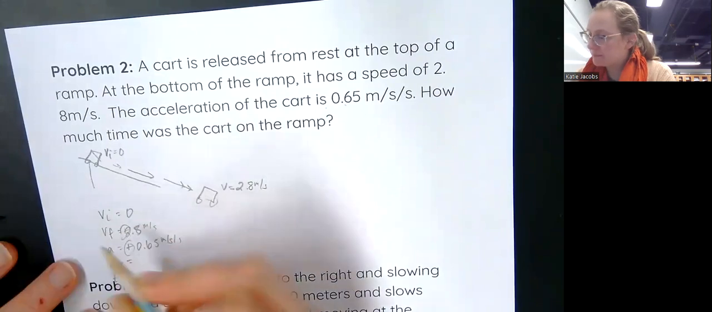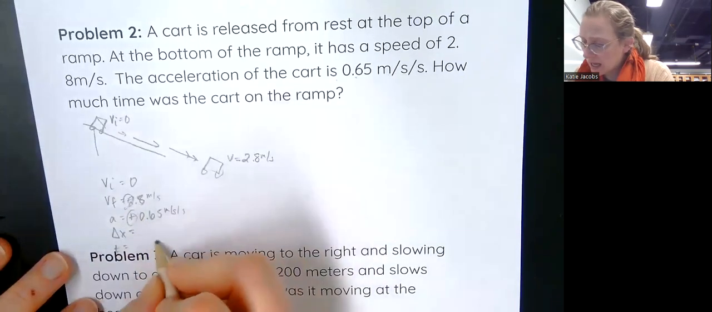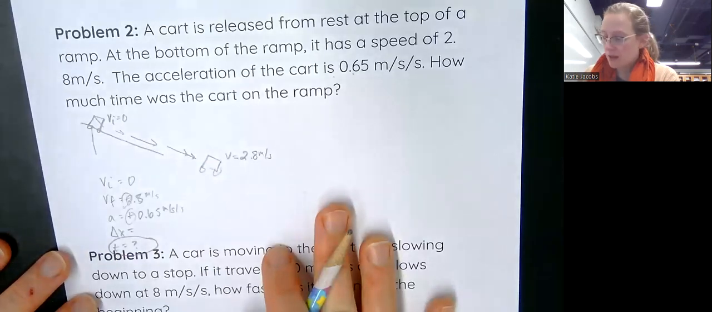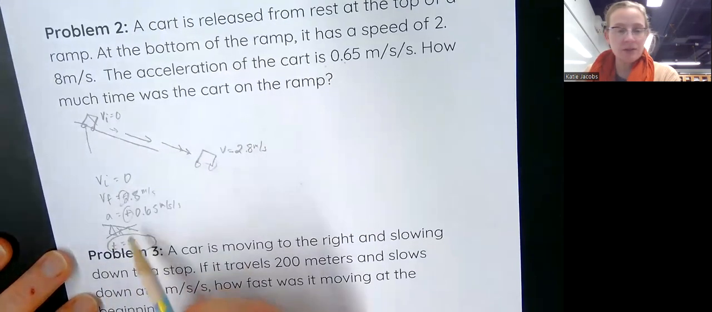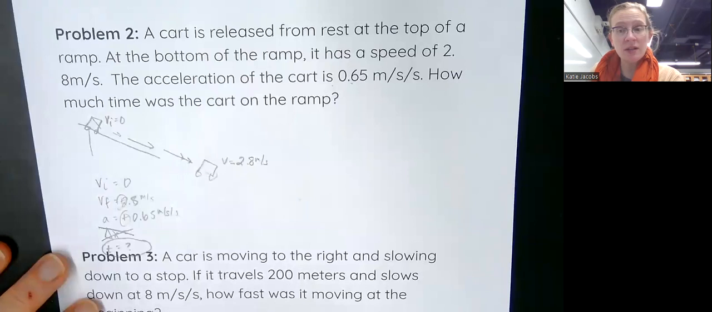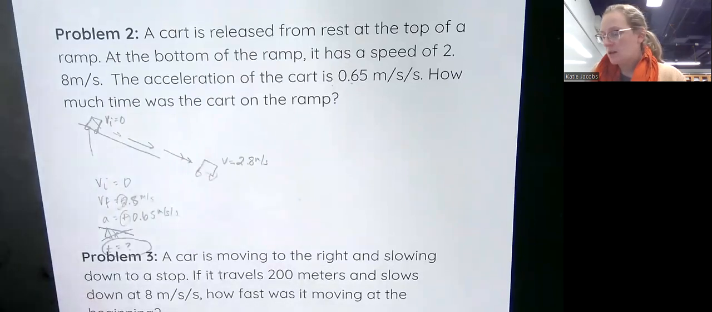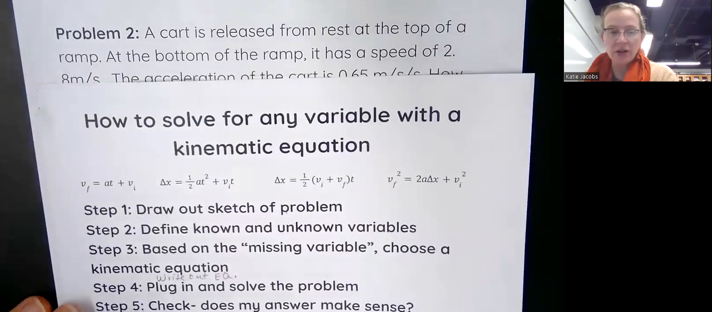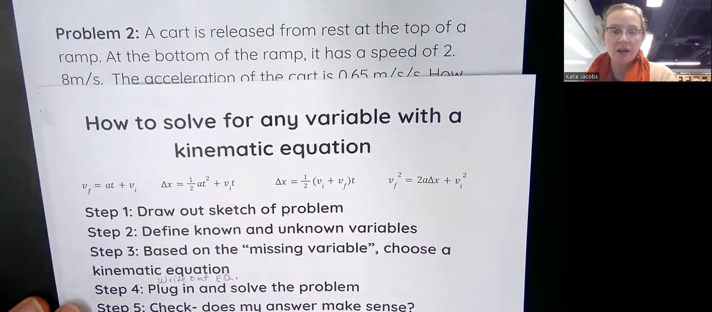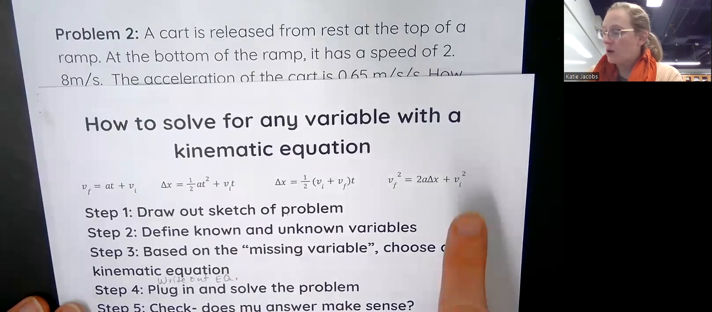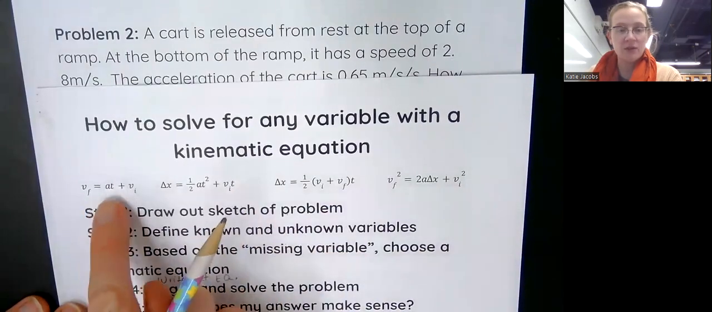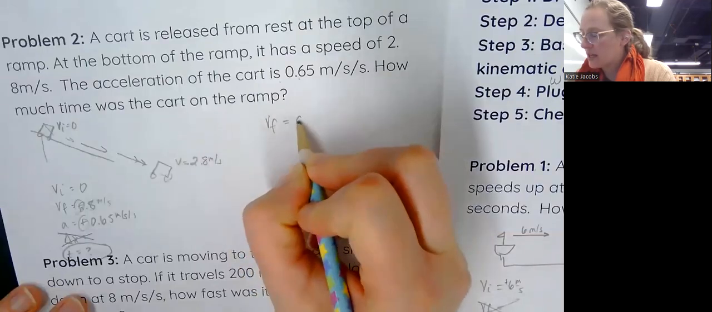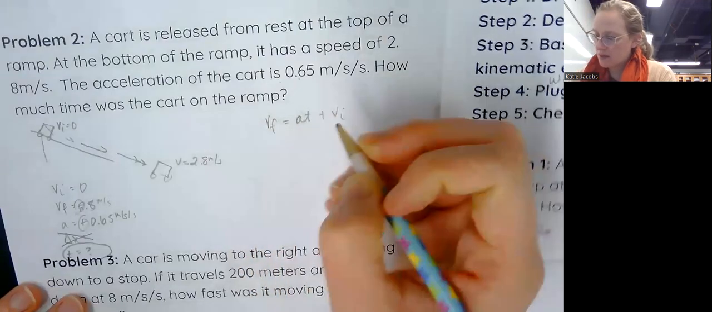Displacement and time. They ask how much time was the cart on the ramp? They don't care about displacement. They didn't give it to you and they didn't ask for it. So that's my missing variable. You're trying to find an equation that doesn't have delta x. All of these have delta x except for the first one. So I'm going to pick the first equation, VF equals AT plus VI.